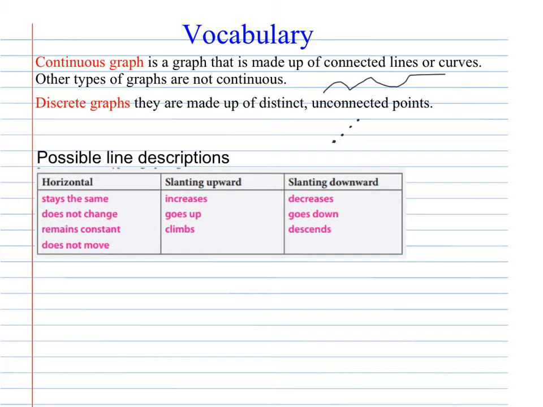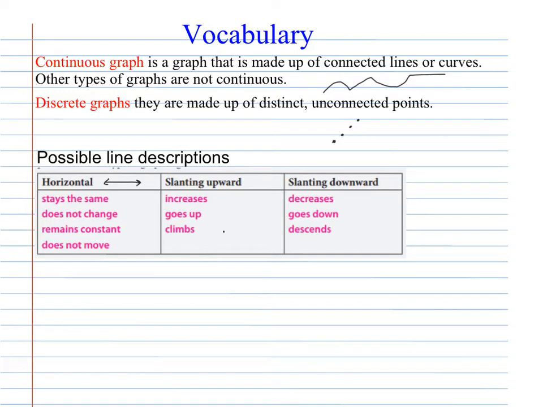Something that you really need to pay attention to is keywords that the word prompt uses to describe what's going on. So a horizontal line is a line going from left to right, and you could use words such as stays the same, does not change, remains constant, does not move. Anything that is horizontal has not moved position. It is just straight across.